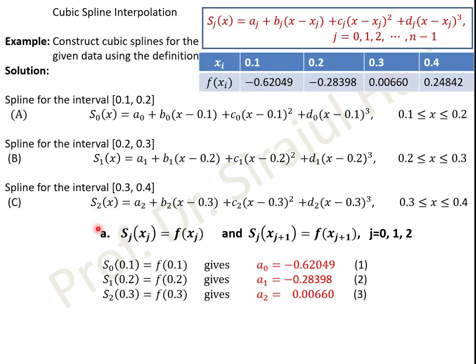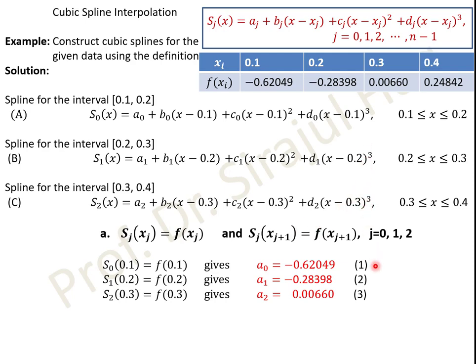Similarly, let's come to S2. Replace x by 0.3. When we replace x by 0.3, you can see that all these values will become 0 and you will be left with a2 only. And a2 is equal to f of 0.3, and f of 0.3 is 0.0000. So we got the value of a naught, a1, and a2 in all these 3 splines. Since there are 12 unknowns, we computed 3, so 9 unknowns are remaining.